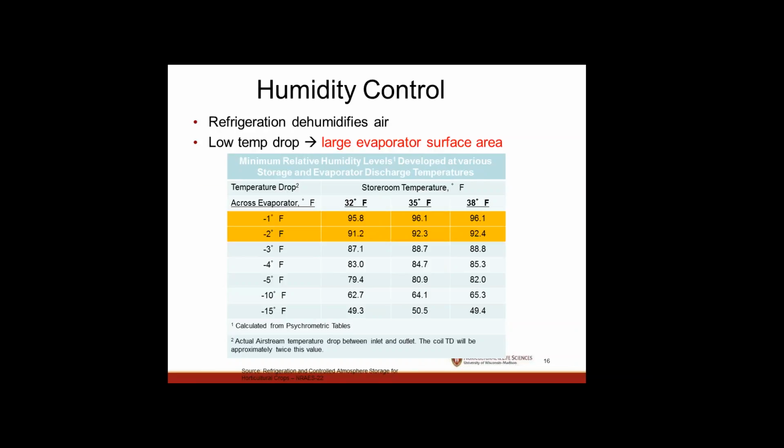The other issue that we can run into is the evaporator is improperly sized for vegetable or fruit storage. So refrigeration is going to dehumidify the air no matter what. That's a fact of life. But the one way we can reduce the amount of dehumidification is a temperature drop across the evaporator. The greater the temperature drop, the greater dehumidification that will occur. So if we want to keep it above 90%, we've got to have less than a 2-degree temperature drop across that evaporator.